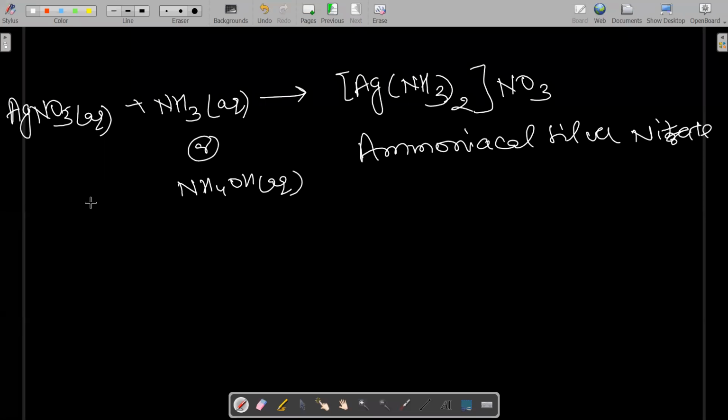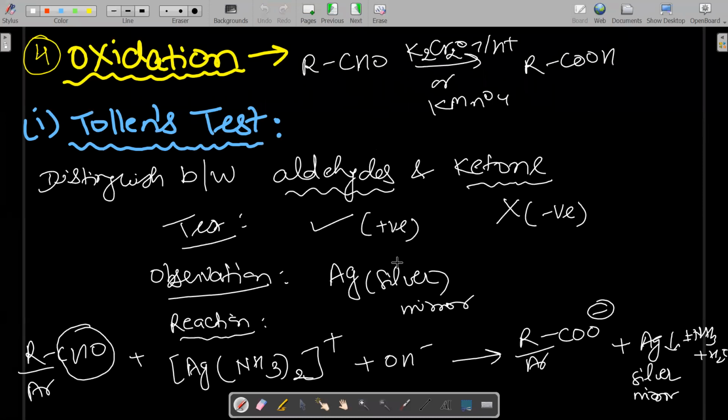So very simply it can be prepared. You take a test tube. In a test tube, you take silver nitrate solution, add ammonia solution, that is ammonium hydroxide. You get ammoniacal silver nitrate. Okay. And this ammoniacal silver nitrate is now added to aldehydes, and then put into a water bath. So you just write heat also.